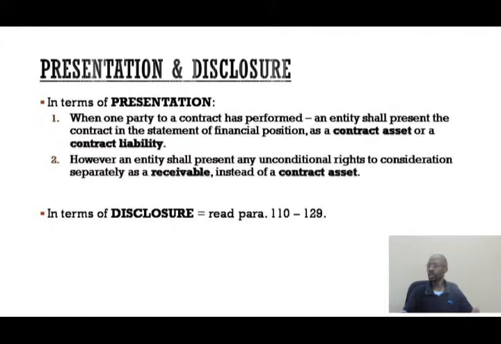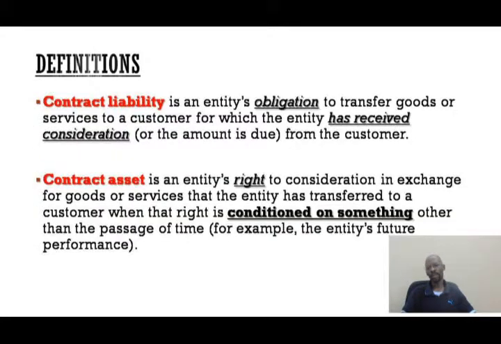To follow this short presentation or disclosure discussion, these are the key definitions which you need to know. A definition for contract liability. A contract liability is an entity's obligation to transfer goods or services to a customer for which the entity has received consideration. We have received money from the customer. Then, we haven't delivered. We need to recognize a contract liability. We'll assume you debit bank and you credit your contract liability.